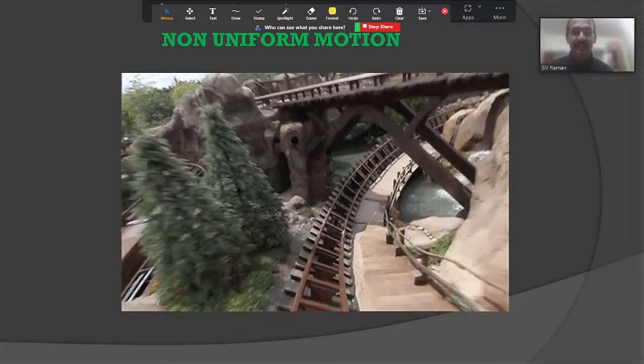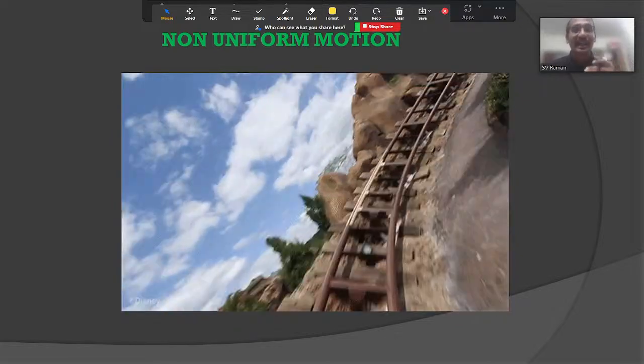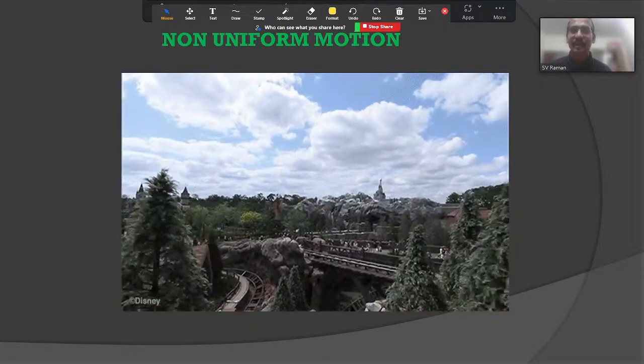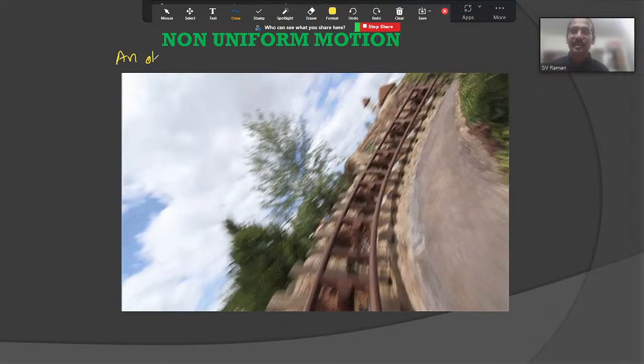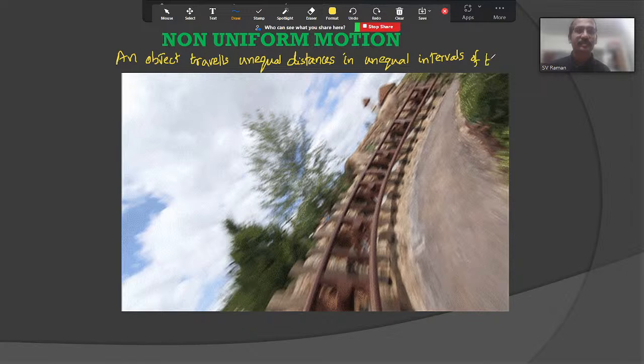If an object travels unequal distances in unequal intervals of time, yes, very easy to identify. An object travels unequal intervals of time or unequal distances in unequal intervals of time. Either one unequal, yes, that is non-uniform. Unequal intervals of time is called non-uniform motion.